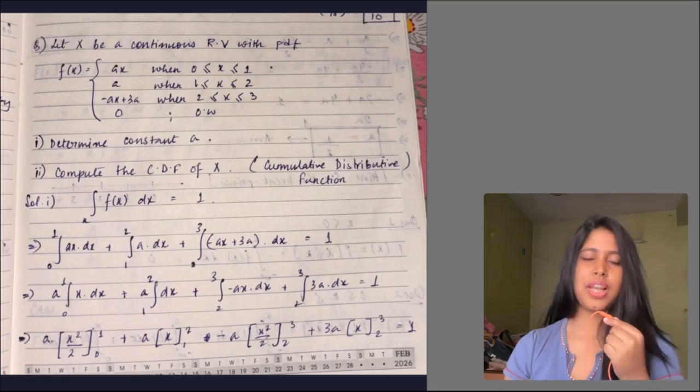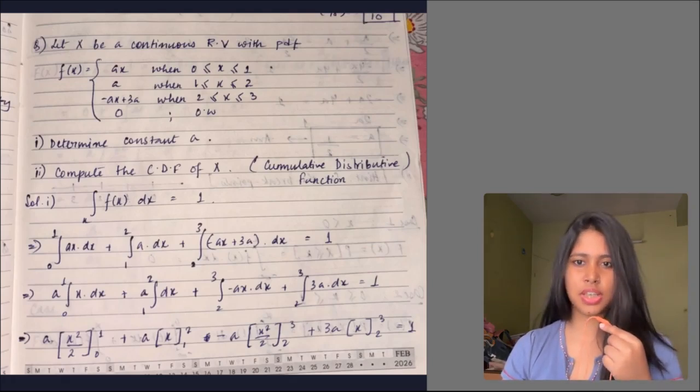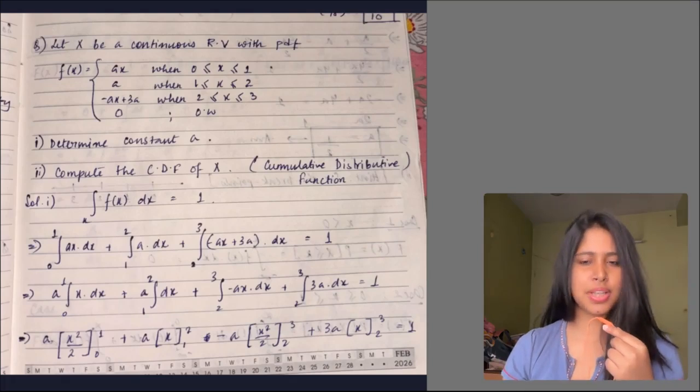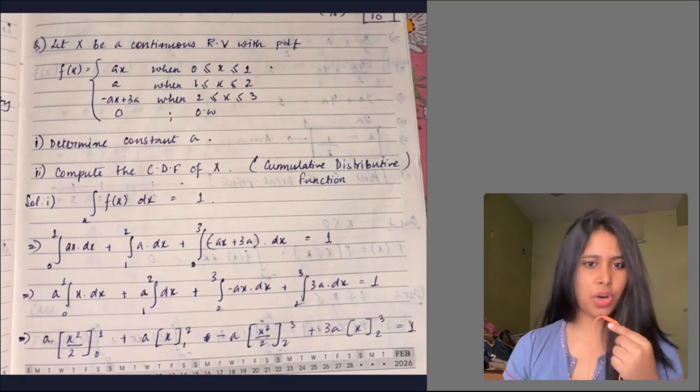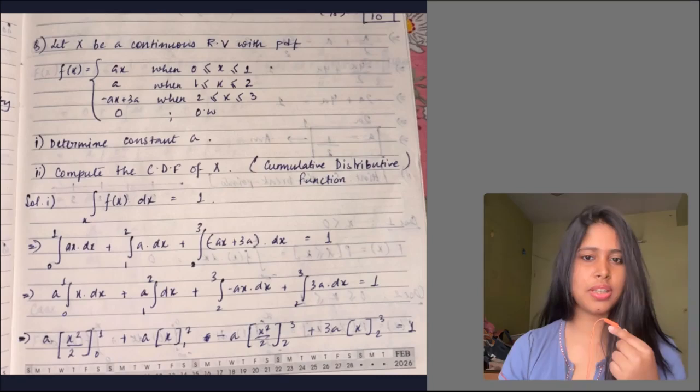So, yes, coming here. The first question. Let x be a random variable with PDF. The PDF is given here as small fx. Fx equals ax when 0 less than equals to x less than equals to 1, a when 1 less than equals to x less than equals to 2, minus ax plus 3a when 2 less than equals to x less than equals to 3, and 0 otherwise. What is the first question? First part is determine constant a.